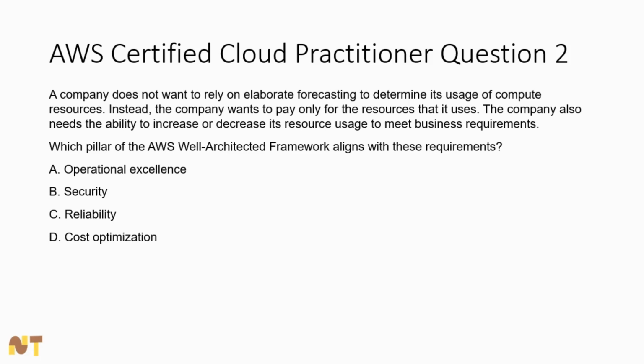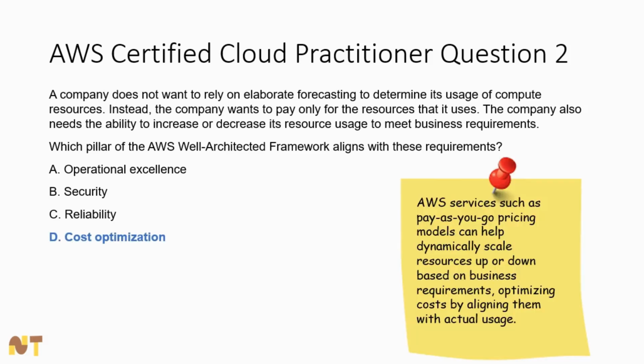Options are A. Operational excellence, B. Security, C. Reliability, and D. Cost optimization. In this scenario, the company's goal of paying only for the resources it uses aligns with cost optimization by avoiding unnecessary expenses. By leveraging AWS services such as pay-as-you-go pricing models, the company can dynamically scale resources up or down based on the business requirement, optimizing cost by aligning with the actual usage. So, the correct option is D. Cost optimization. Moving on to the next question.